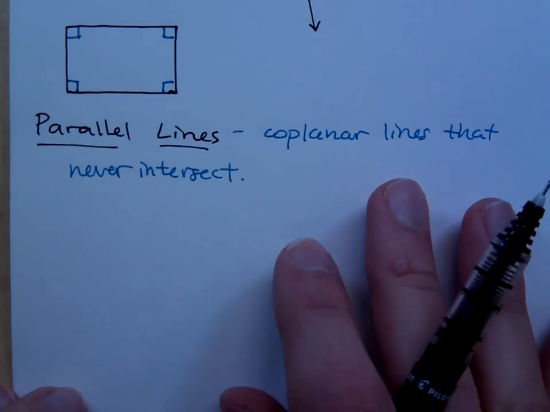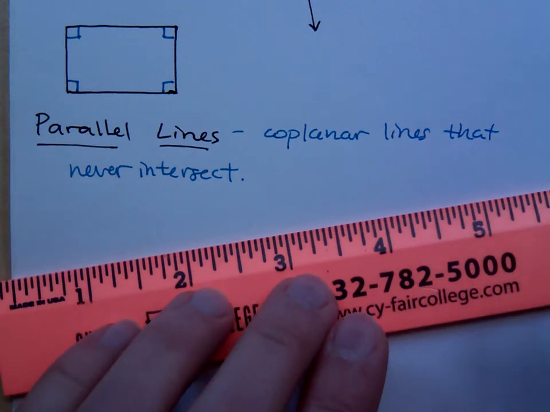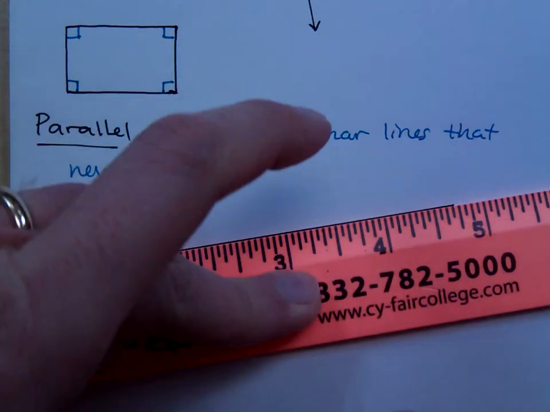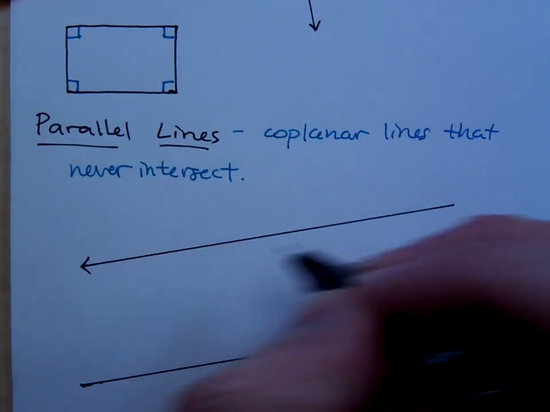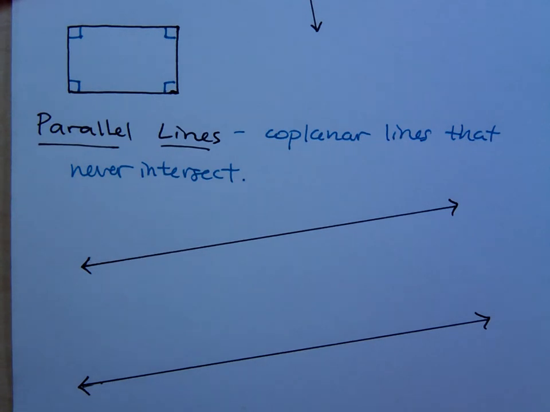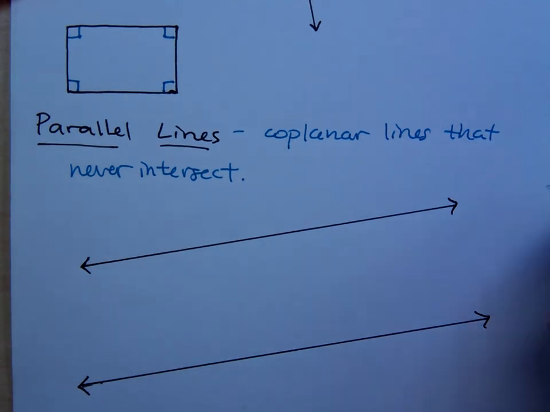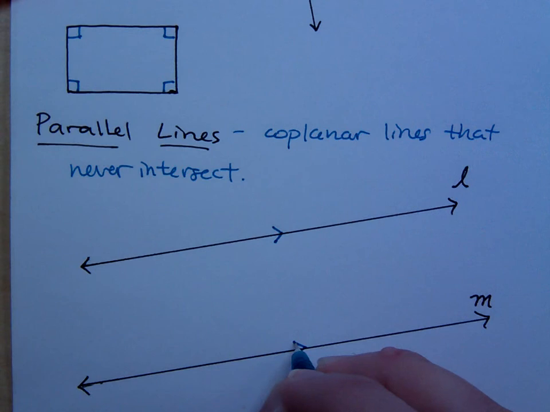So here's an easy way for me to draw parallel lines. And understand that parallel lines does not mean side by side. These guys would be parallel. So if I call this line L and this line M, there are ways that we could denote that these guys are parallel. We could draw little arrows on here like this, and that indicates that they are parallel.